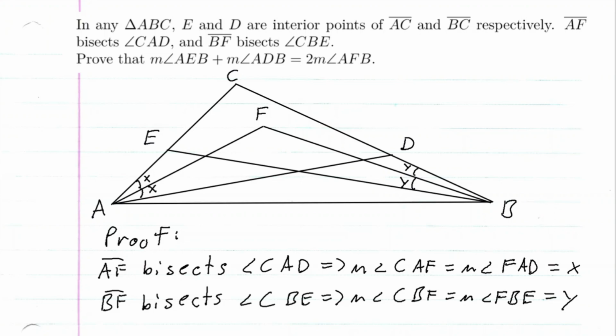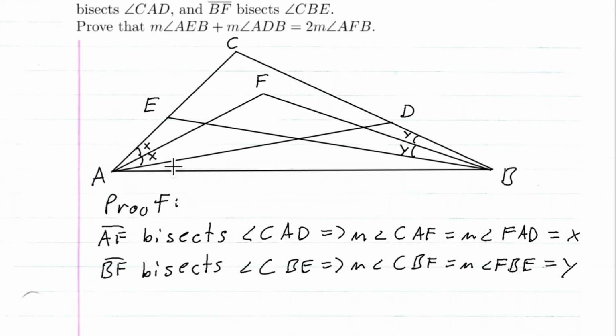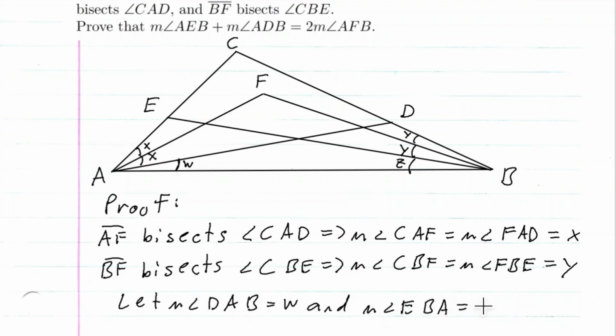Now let's label this angle here w, and this angle here z. So we'll let the measure of angle DAB equal w, and the measure of angle EBA equal z. Now let's take a look at the measure of angle AEB.